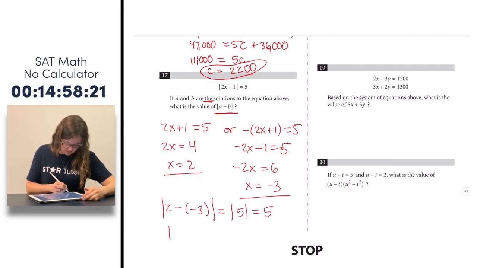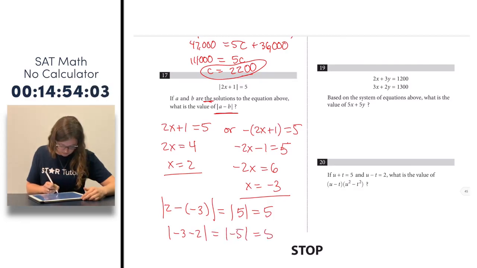If I did it the other order, notice I'd get negative 3 minus 2, absolute value. I'd still get the absolute value of negative 5, which is still 5. So my answer there is 5.